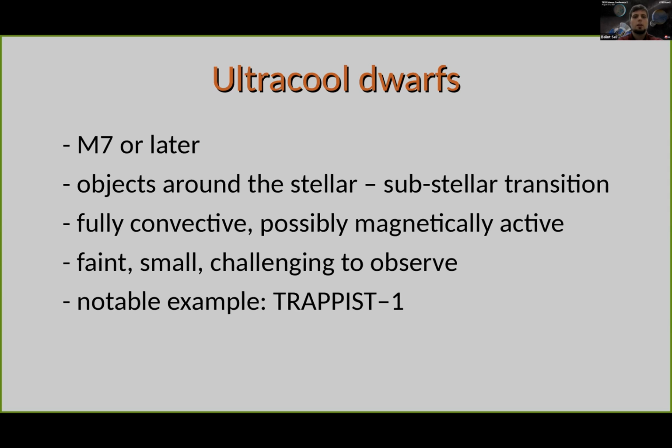The most notable example of ultra-cool dwarfs is TRAPPIST-1, a nearby system that hosts 7 terrestrial exoplanets, 3 of which orbit inside the habitable zone. This system is of prime importance for exoplanet habitability studies, and for those, it is really important to characterize the magnetic activity of the host star, because it can influence life on the exoplanets.